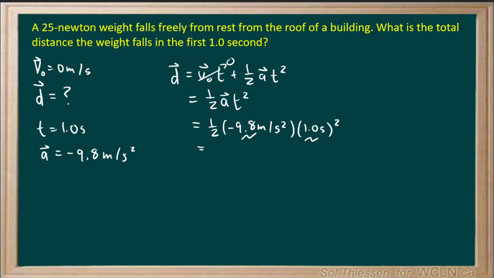So we have 1/2 times negative 9.8 times 1.0 squared. And that's equal to negative 4.9 meters. So that is the displacement, meaning that the weight fell downwards 4.9 meters in this time interval. If we take the magnitude of that displacement, we'll end up with the distance traveled by the weight, 4.9 meters.